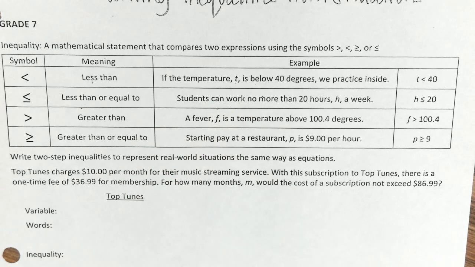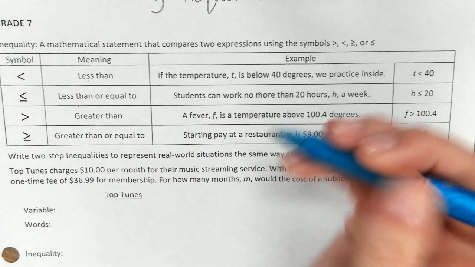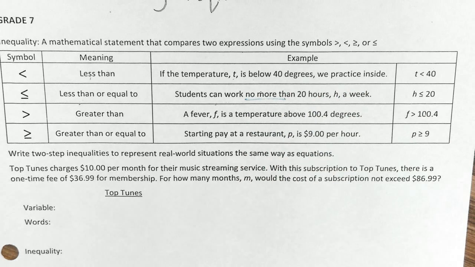Let's look at this one. Students can work for no more than. If I say no and then more than is greater, right? But the no changes it to less than. If I say no more than, I'm actually wanting you to do less than. And it is less than or equal, because meaning you can practice 20 hours, but you can't practice more.